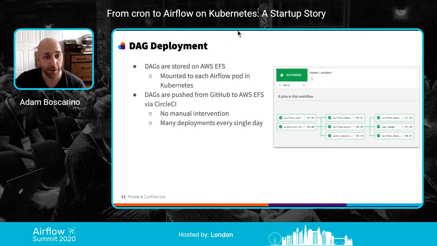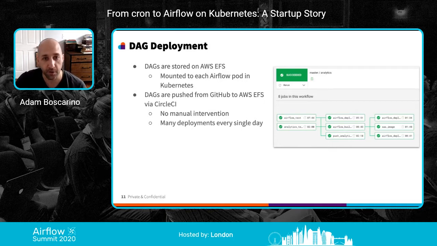So now we had Airflow running, but we had to get DAGs deployed to Airflow. To do this, like I said before, we're using EFS for DAG deployment. So we mount that volume to every Kubernetes pod so the DAGs are available. So the scheduler, the web server, and the task pods are all mounted on EFS.